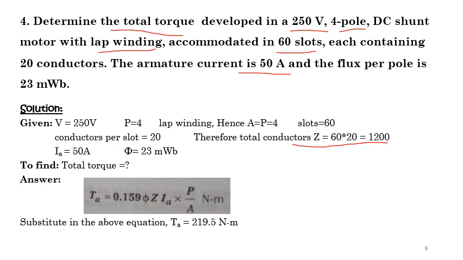So what do you have to find out? Total torque. Now the torque equation was already discussed before. According to that, Ta is equal to 0.159 phi Z Ia into P by A is the equation. So you can see if you have got all the details. Phi is given, flux Ia is given, what is P? P equal to 4 is given, A, that is nothing but the number of parallel paths, is also given, so you can directly substitute and get the torque.